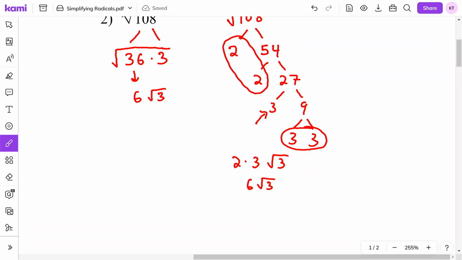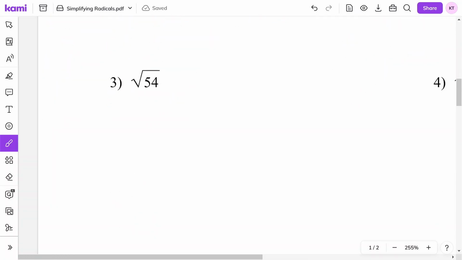All right, moving on to our last two examples here. I have the square root of 54. In this case, again, I'm going to do one method for this one and one method for the other one, so we aren't repeating ourselves in these questions. I'll do greatest perfect square for this one.